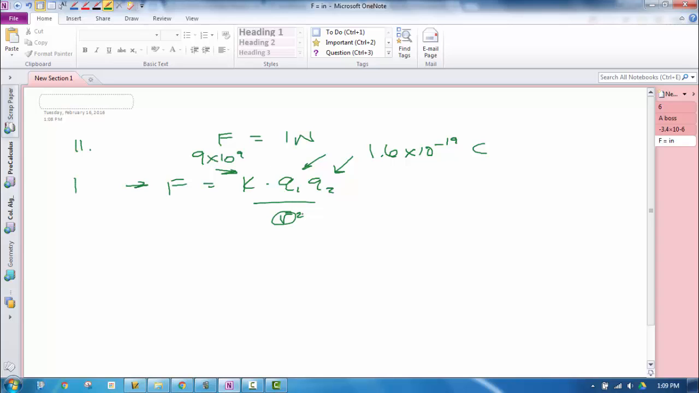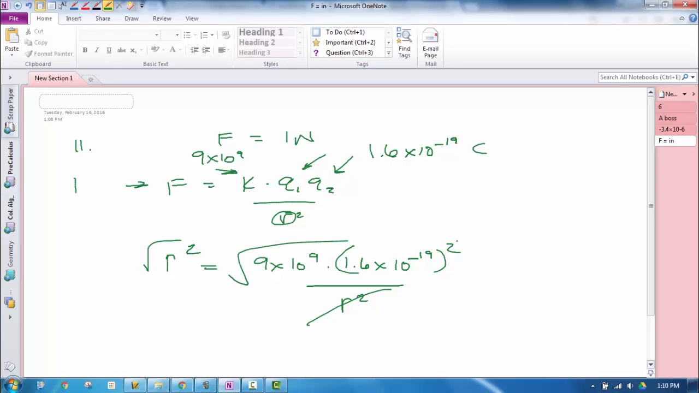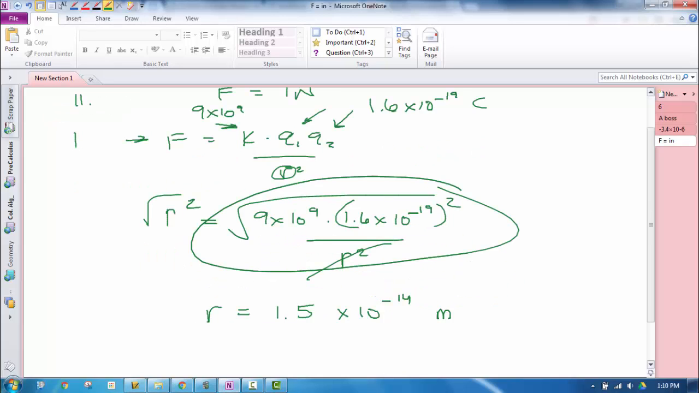Let me just write this out. I would multiply both sides by r squared to make this r squared and cancel it from the bottom, and then just take the square root of both sides. So this is what you end up getting: 1.5 times 10 to the negative 14 meters.